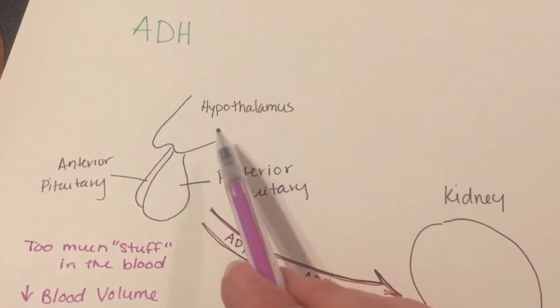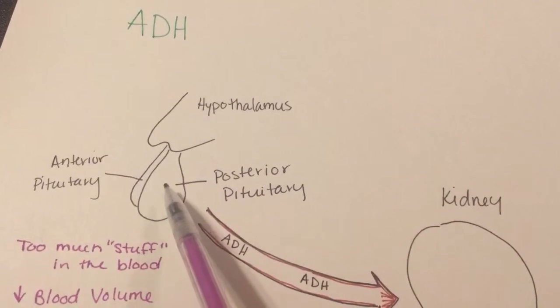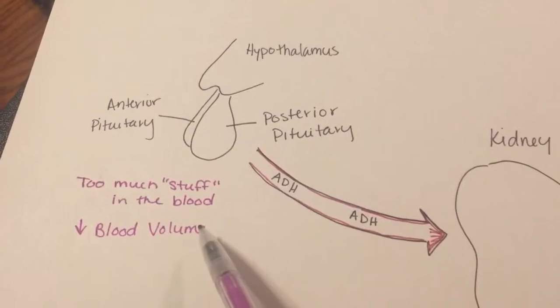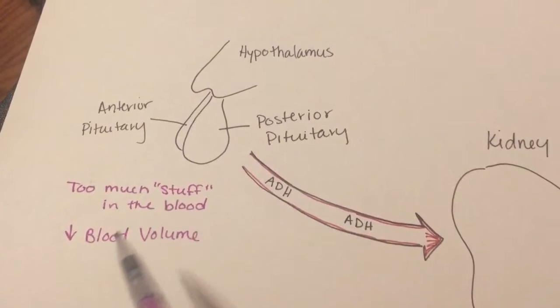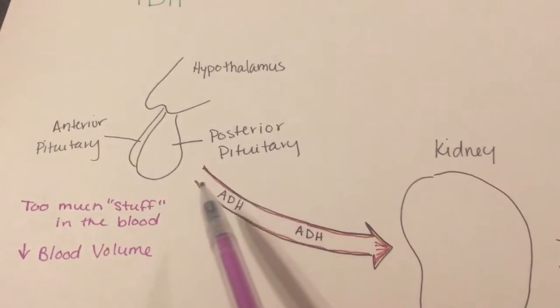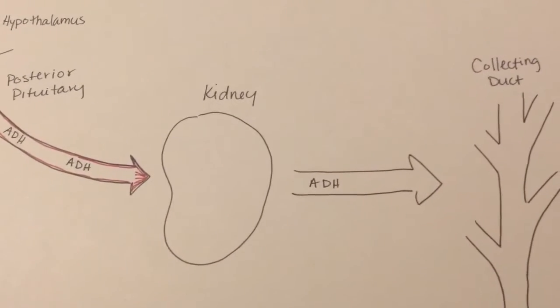ADH is created in the hypothalamus, and then stored and secreted from the posterior pituitary. It's secreted when the blood is too concentrated or the blood volume is low. The posterior pituitary will release ADH into the bloodstream, and it'll travel until it gets to the kidneys.